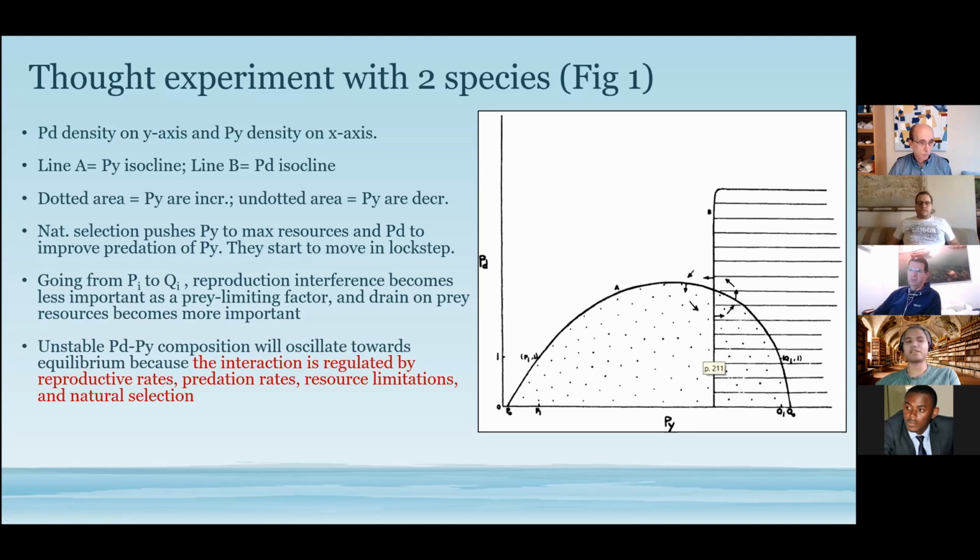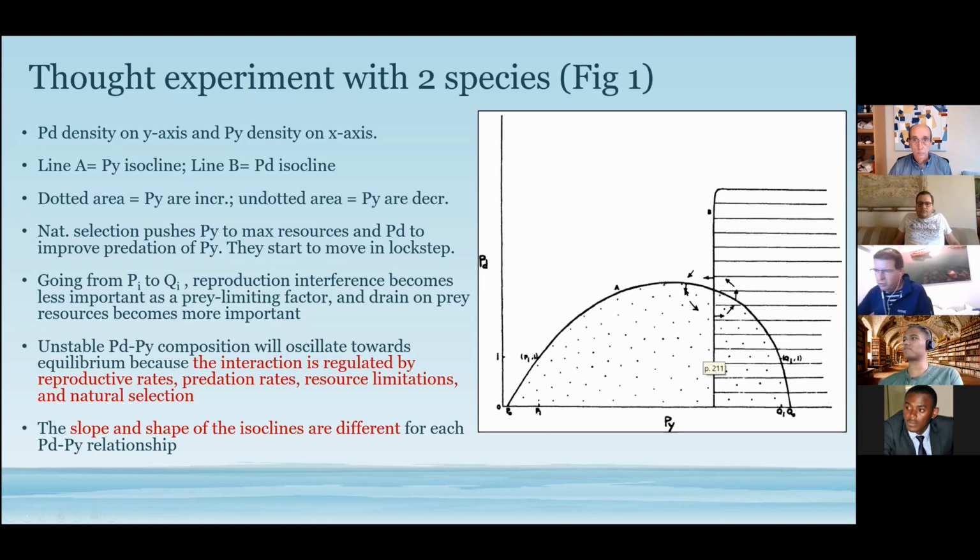And again, this was just a thought experiment. So it's important to remember that the slope and the shape of the isoclines differ between every predator and prey relationship. You can have a much more intense slope where the changes are much quicker for different types of relationships, or it could be a much smoother, slower rate of decline or increase. And that would actually lead to a more stable situation. So it does depend, but ultimately it will move towards equilibrium and oscillate from there.